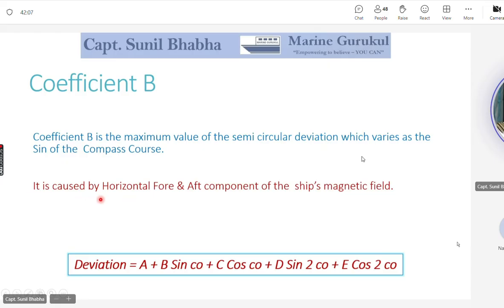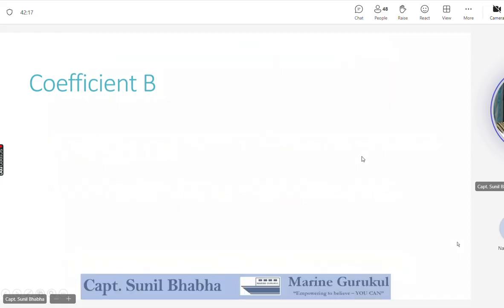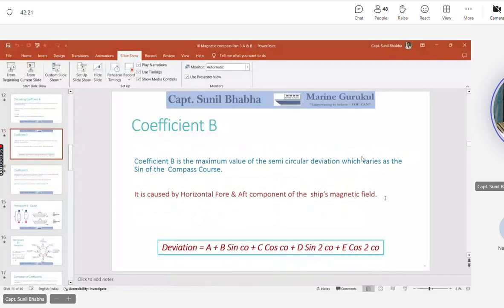The causing factor for this particular coefficient is the horizontal fore and aft component of the ship's magnetic field. So beta, any doubts coming up to here? Great, let's discuss it further.